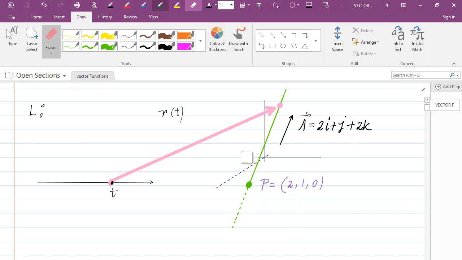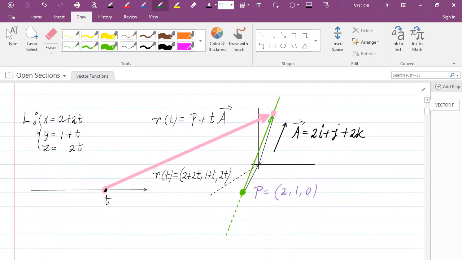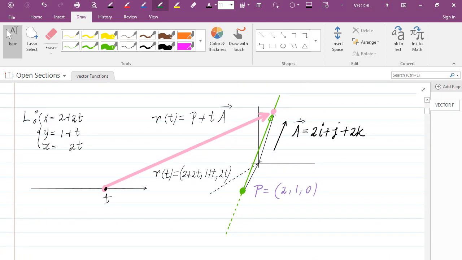So what do we mean by parameterizing the line? Well, we mean that we are looking for a function R of t which takes as input a real number t, and then its output would be a point on the straight line. So how do we do this?